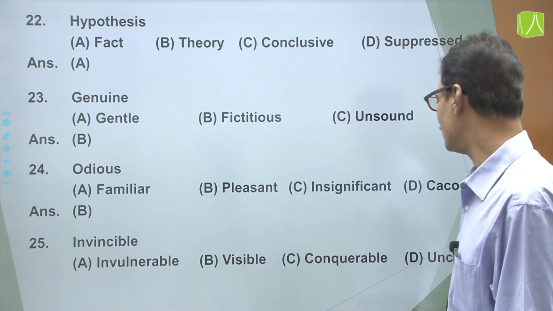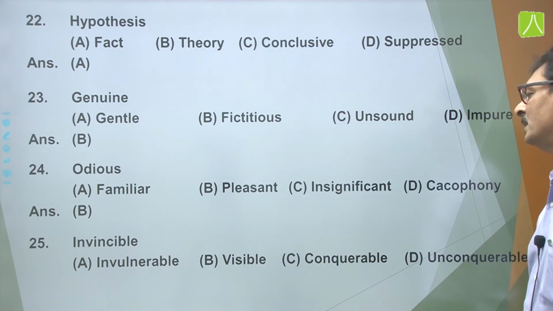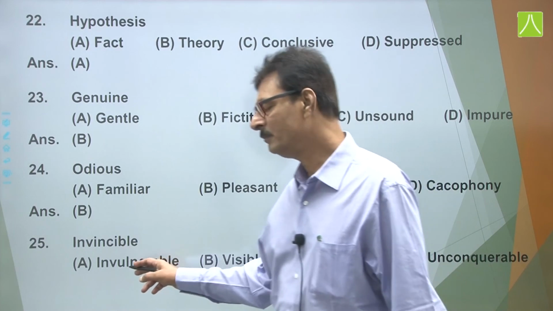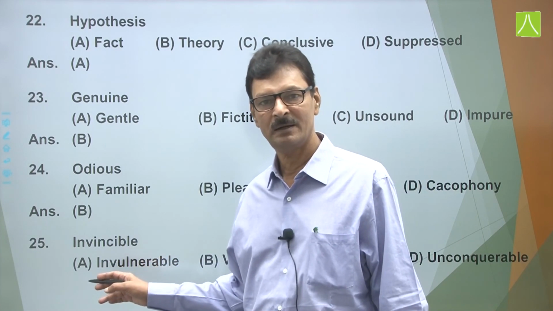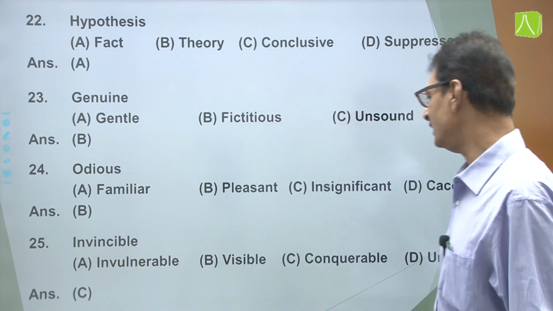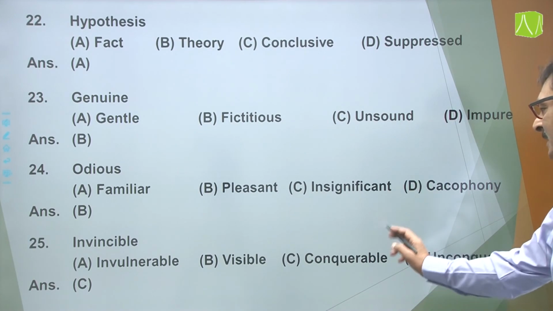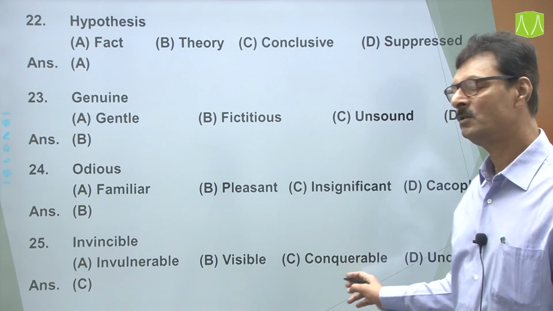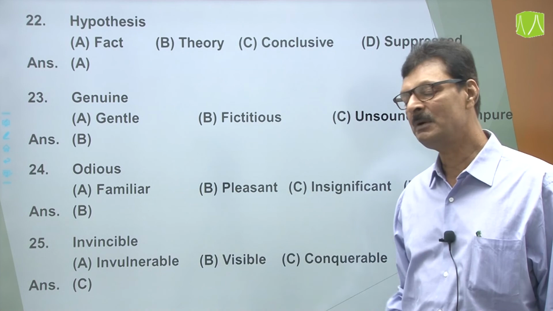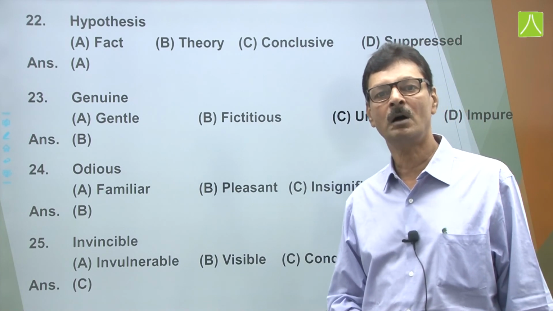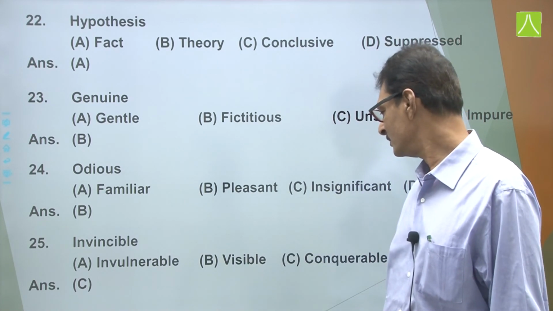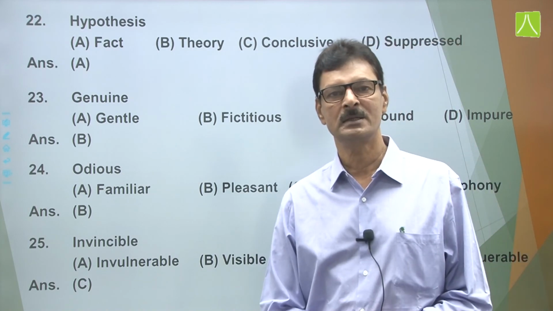So what should be the correct one? Invulnerable. What is vulnerable? Defeatable. तो ये तो synonym हो गया इसका. And the correct answer is C, that is conquerable, because invincible means which you cannot conquer. So answer is conquer, that is option number C.